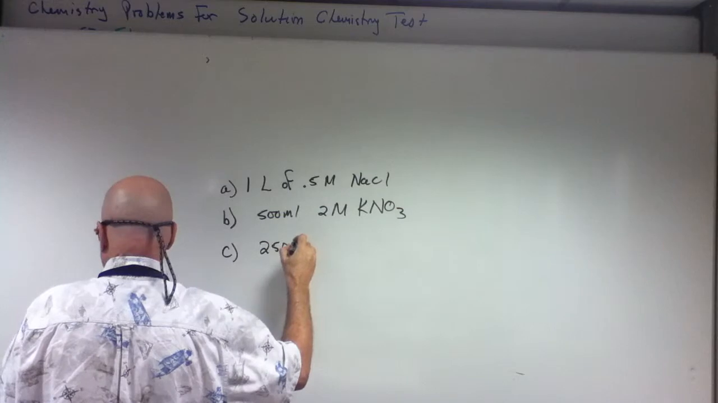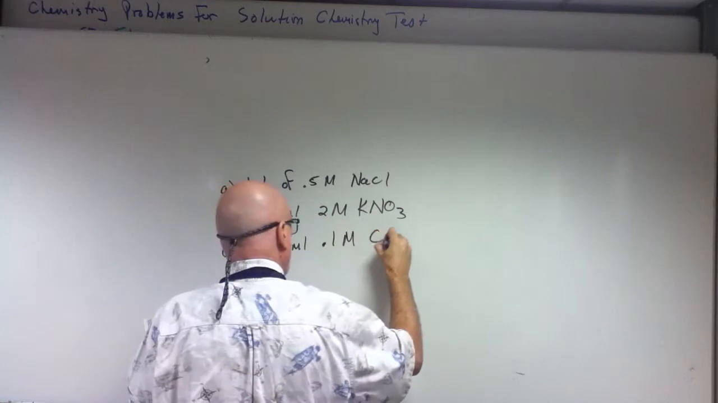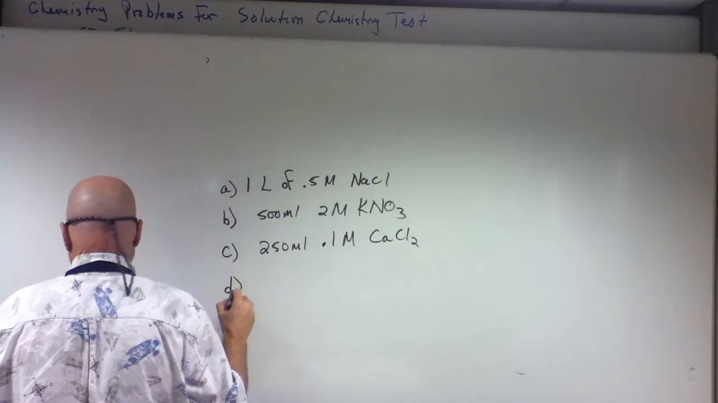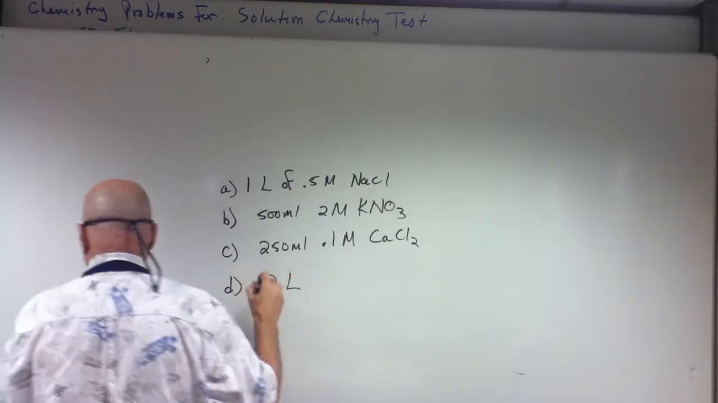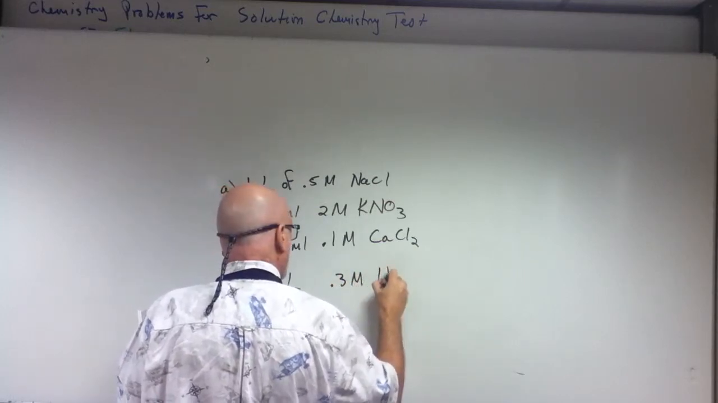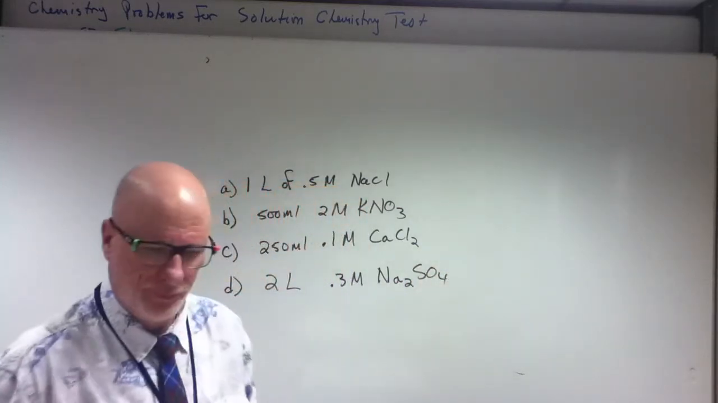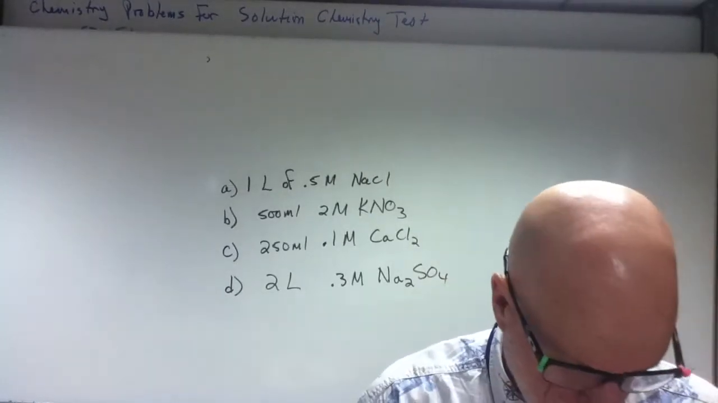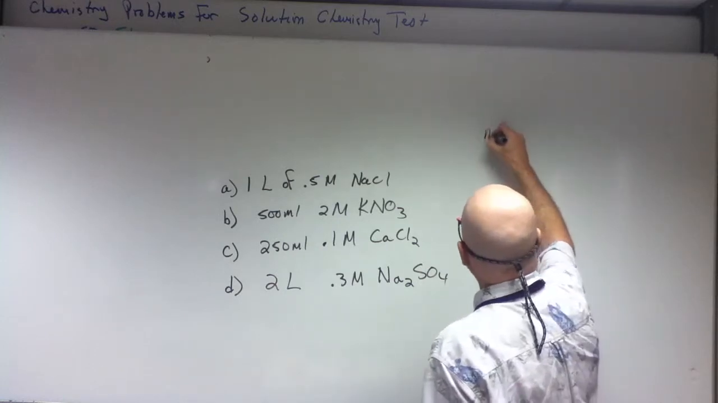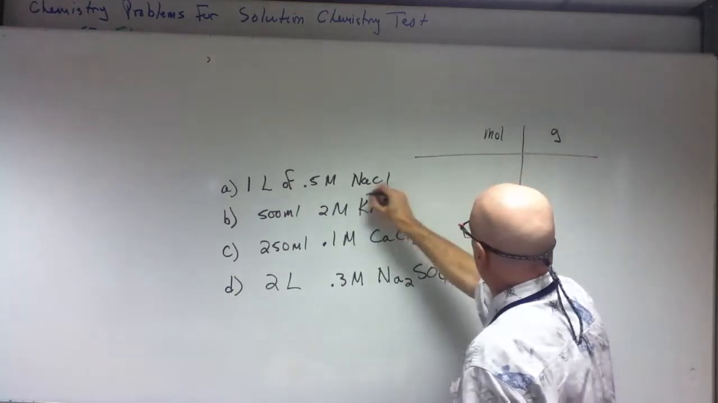C is 250 milliliters, 0.1 molar calcium chloride, and D, 2 liters, 0.3 molar. Okay? So I want to know the moles and grams of each, okay? So we'll do moles and grams of each, okay?